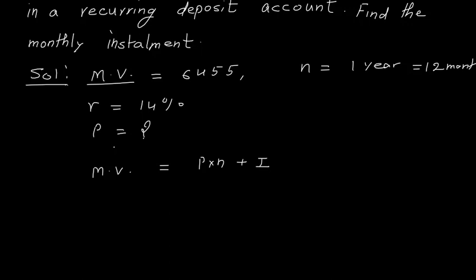So then what do we do? Both the terms are unknown. So let us apply the complete formula for maturity value. Here I will write P into N plus P into N into N plus 1 upon 2 into 12 into R upon 100. Yes, this is the formula.